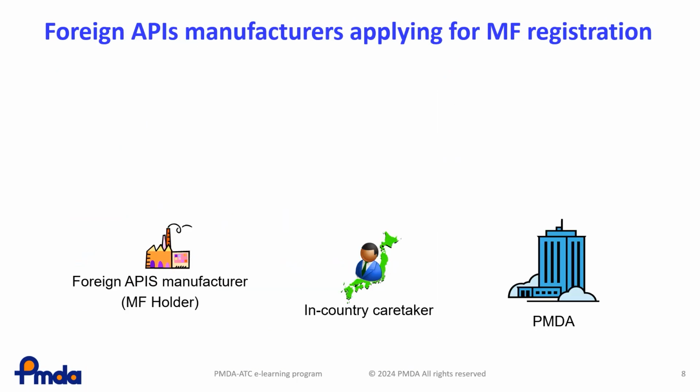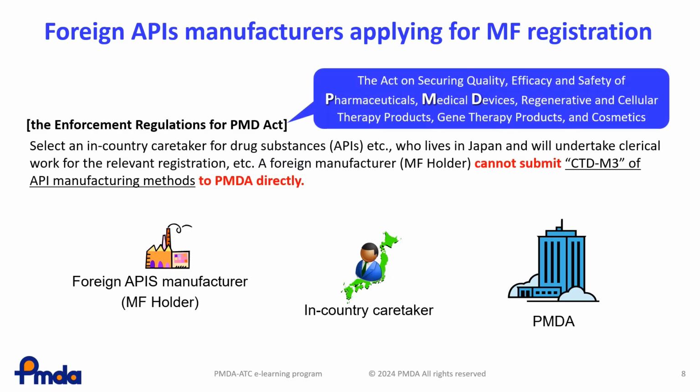The slide shows the role and responsibility of in-country caretaker. The Japanese law requires the in-country caretaker, which is located in Japan and understands the Japanese pharmaceutical regulations, to serve as an intermediary between the API's manufacturer and PMDA.